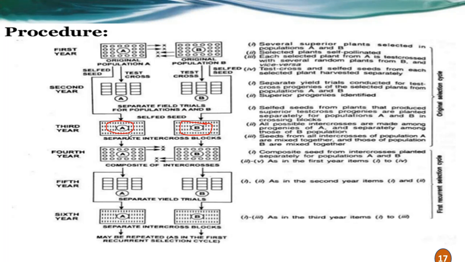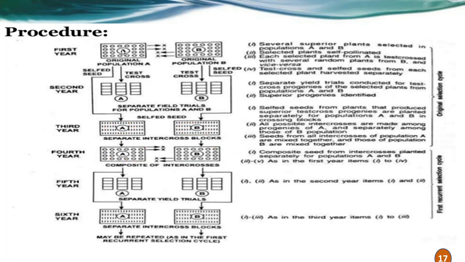All possible intercrosses are made among the progenies of A and separately among the progenies of B, and seeds from all intercrosses of population A are mixed together, and those of B are also mixed together. Then these composite seeds from the intercrosses are planted separately for populations A and B, and the next generation is grown, and here the next cycle is started.